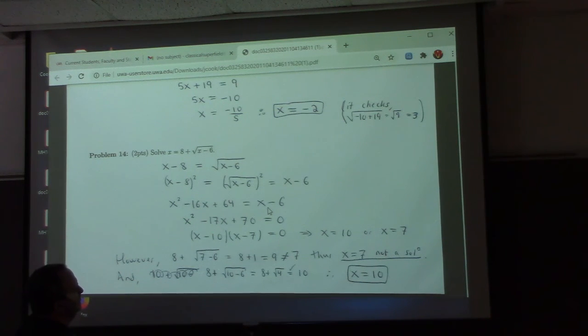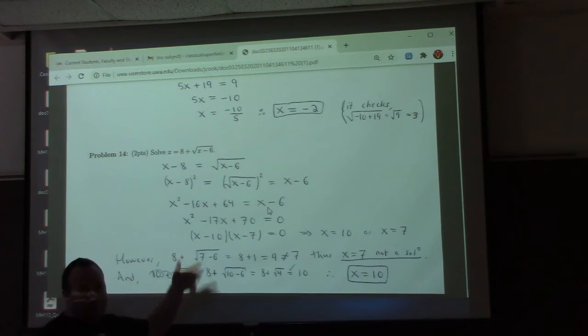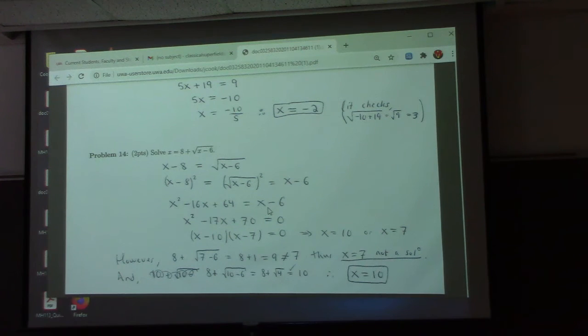Well, let's see here. Well, why am I talking about 7? Oh, okay, I'm going back to the original equation, right? 8 plus that square root is supposed to give me back x again, right? But x is 7, and yet 9 is not 7. So x equals 10. You could have just guessed and seen that 10 minus 6 gives you 4. Square root of 4 is 2. 8 plus 2 equals 10. That is true. Guessing is possible.